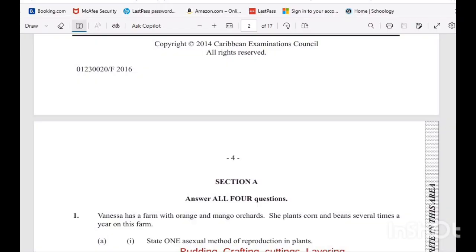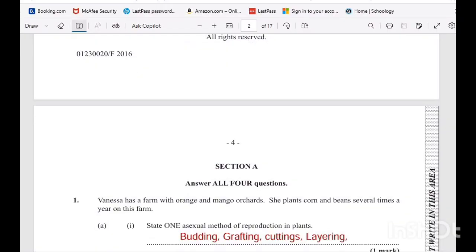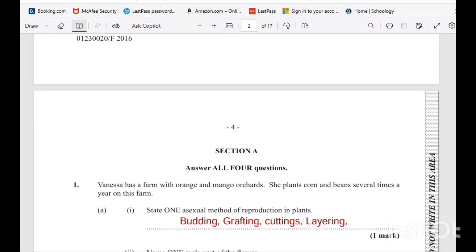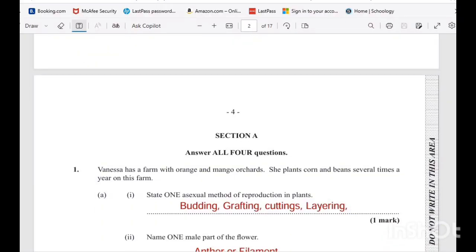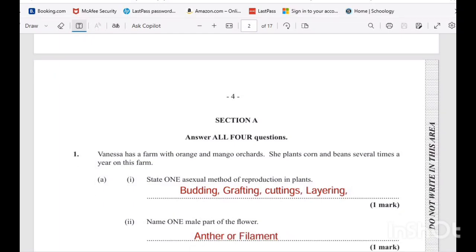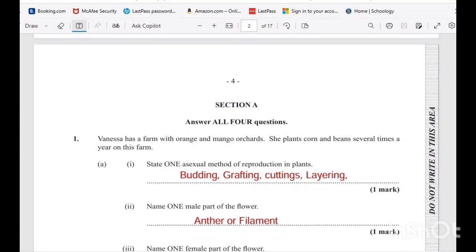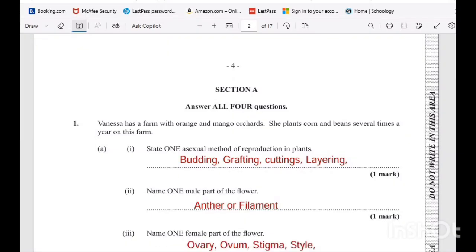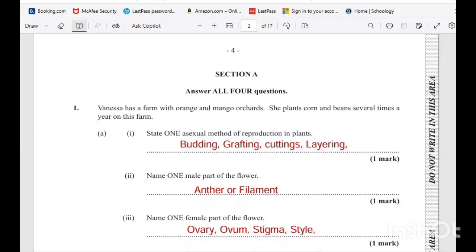Asexual reproduction in plants is known as vegetative propagation, and this is budding, grafting, cuttings, and layering. Those are some of the methods of asexual reproduction in plants. Part 2, name one male part of the flower. We know that the 2 male parts of any flower are the anther and filament. The next question asks, name one female part of the flower. The answers can either be the ovary, the ovum, the stigma, or the style.